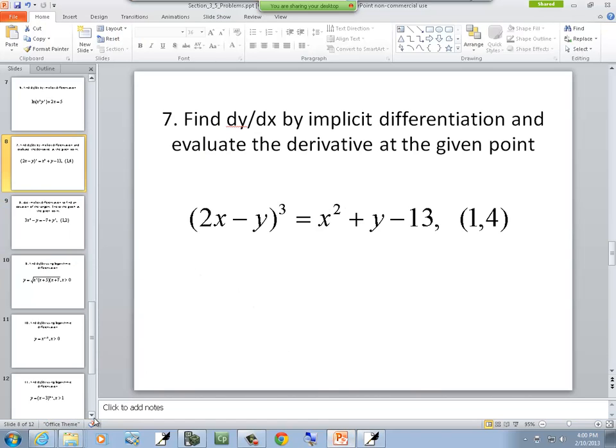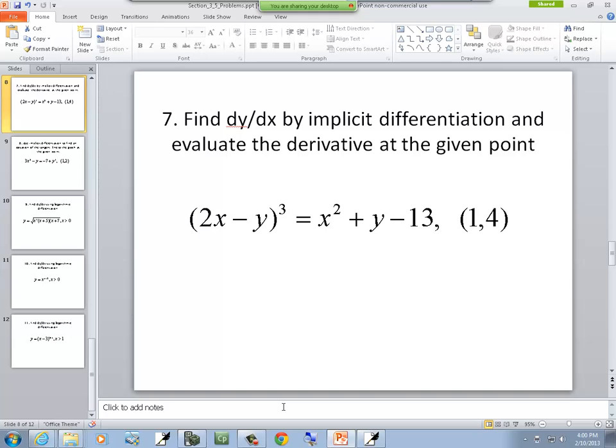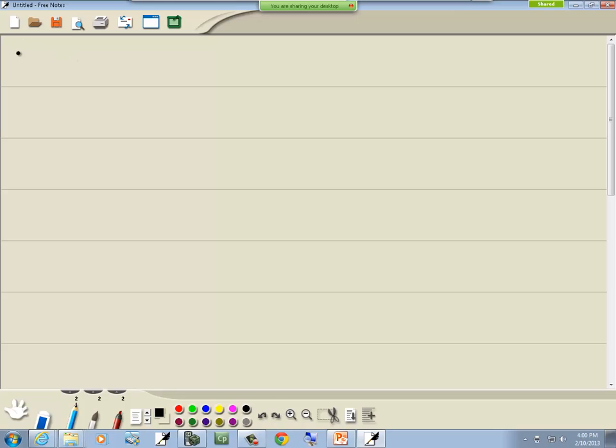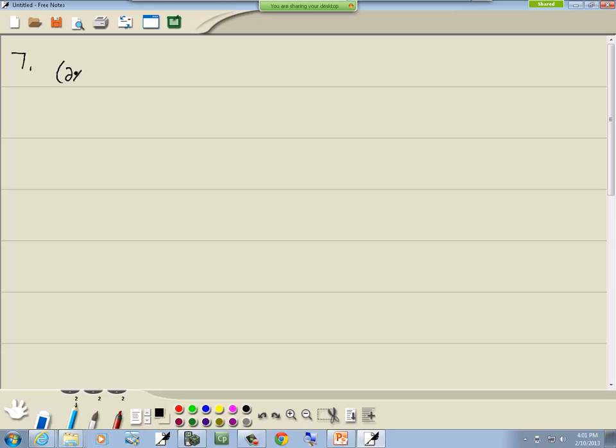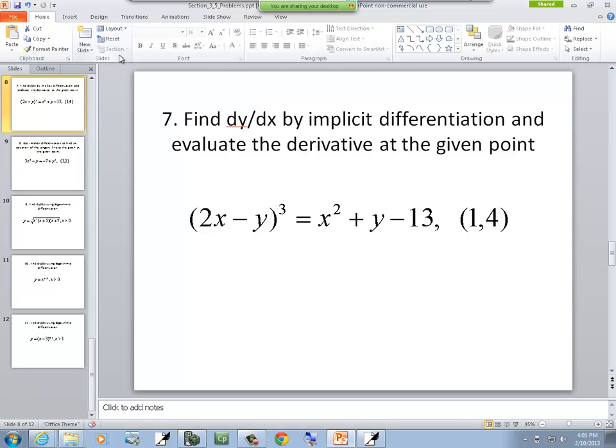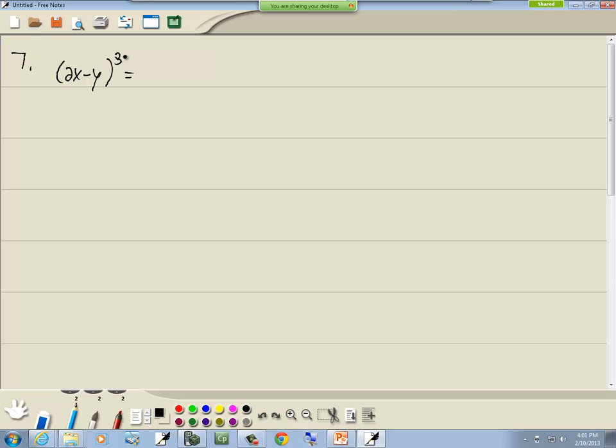Okay, let's look at this one. Find dy dx by implicit differentiation and then evaluate the derivative at the given point. Okay, so let's work this problem. So we got 2x minus y to the third power equals x squared plus y minus 13 1/4. Okay.